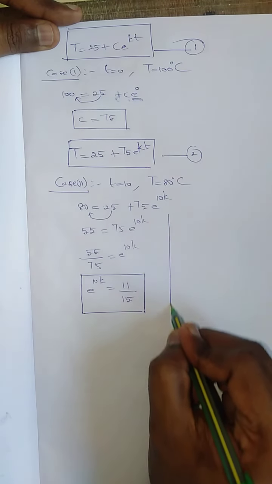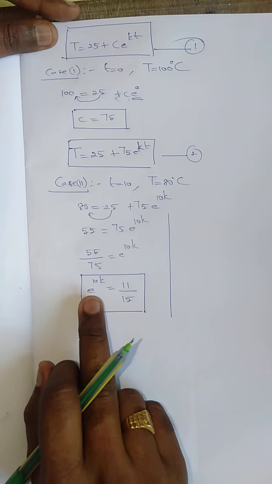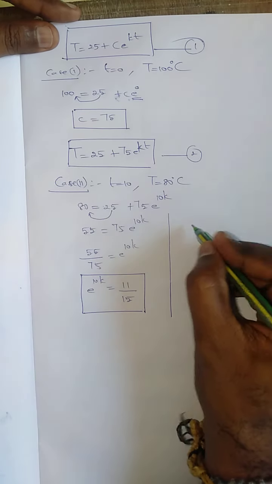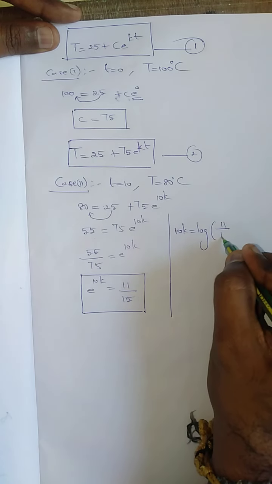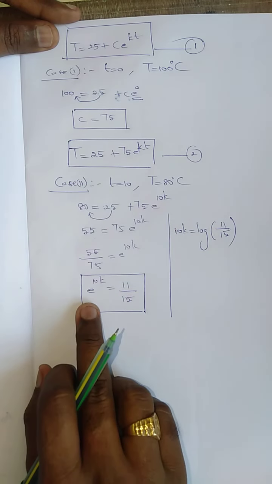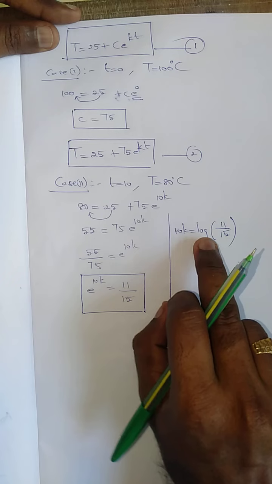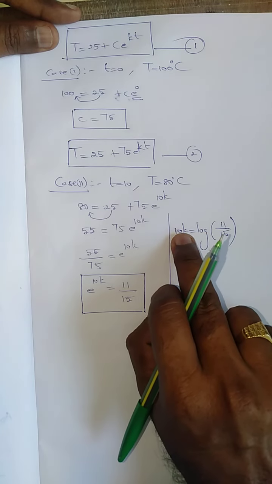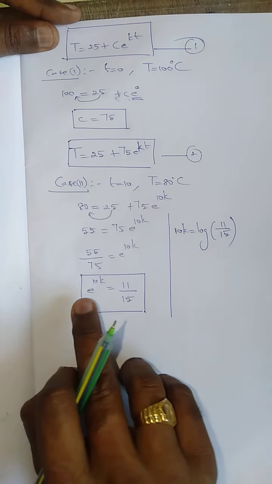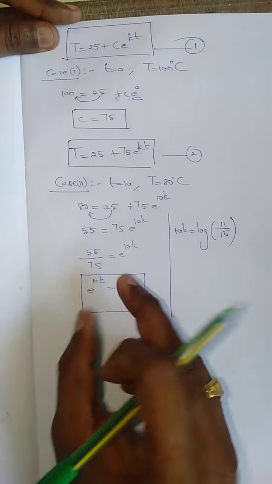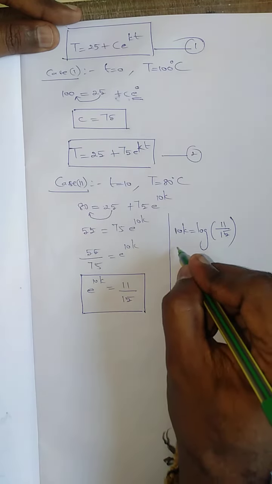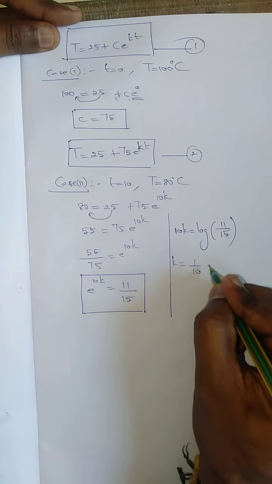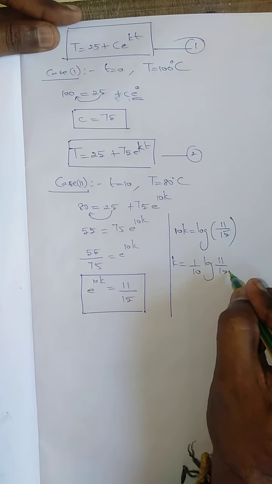The same we can derive in another way also. I am going to remove e, so log comes. So I can write 10k is equal to log 11 by 15. You can write it like this also. If I want to remove log here, e comes: e power 10k is equal to 11 by 15. I need to remove e, so I am going to bring 10k and write log 11 by 15. So k is equal to 1 by 10 log 11 by 15.